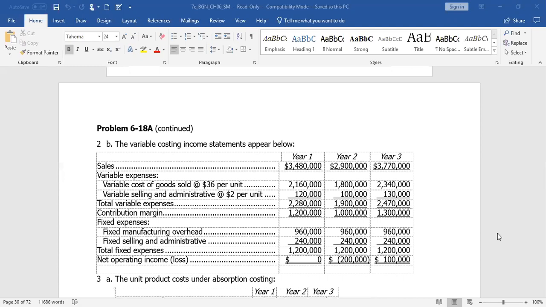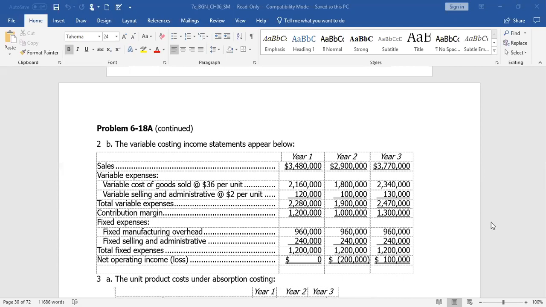We then subtract our fixed manufacturing overhead and our fixed selling and administrative expenses. Remember, in a variable costing income statement, we group variable expenses together and fixed expenses together. And that will result in year 1 having a 0 operating profit, year 2, when we subtract those fixed expenses, a $200,000 loss, and then in year 3, a $100,000 income.